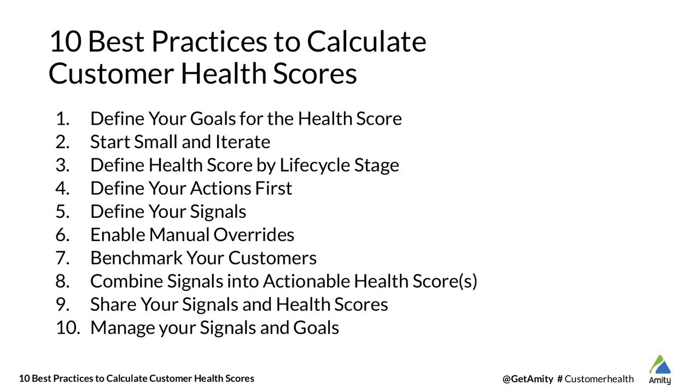Just to quickly remind you: define your goals for the health score, start small and iterate. Don't forget your lifecycle stages. Start from the customer journey and the actions that you're going to take. Define your signals. Make sure that your CSMs and your frontline people have a manual override, because they really do know. Benchmark your customers. That's the richest set of signals that you can get.